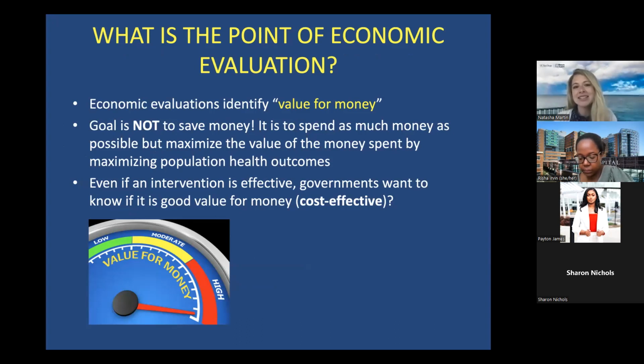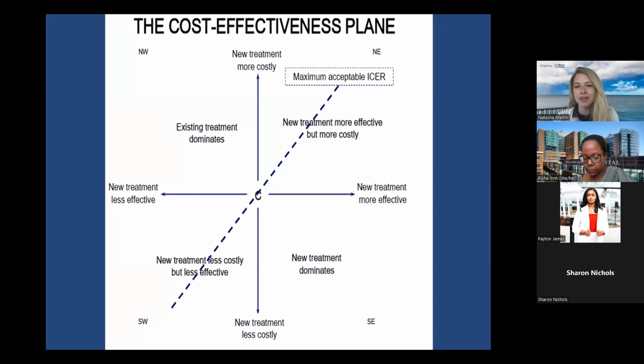And again, to say, let's spend as much money as we possibly can, but get the most value out of that money. And so even if an intervention is effective, even if we have an intervention that has a known benefit, governments want to know how much will it cost? Yes. But is it good value for money? Is it cost effective? Am I getting the most from spending that dollar on this intervention compared to a different intervention? And that's what this modeling framework can tell us.